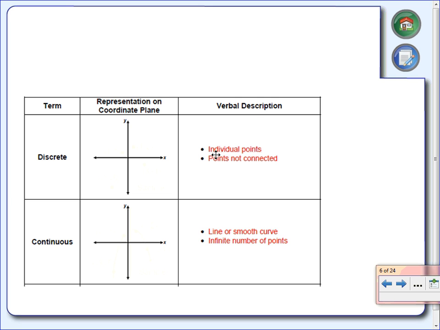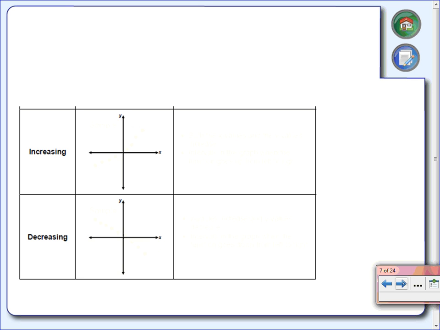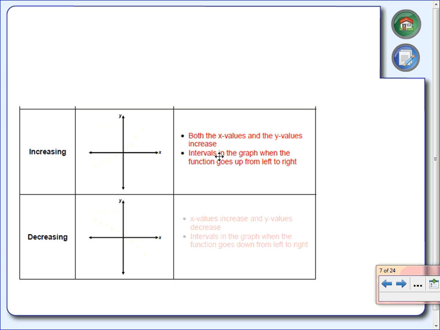The two other words that we had were increasing and decreasing. The word increasing, all that means is as the x values get larger, the y values get bigger. Decreasing is the opposite. On the decreasing, as the x's get larger, the y values get smaller. So these are some terms that we discussed yesterday. Today we're going to move on to something called function notation.